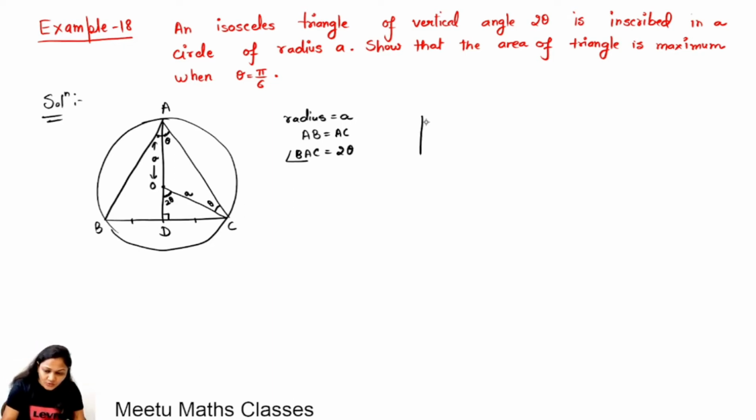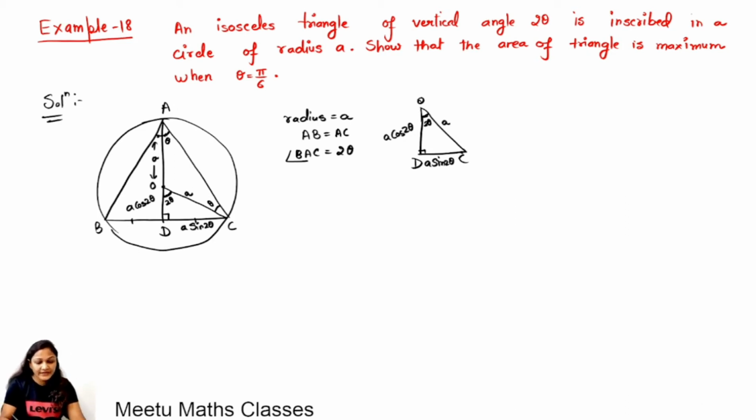Now consider triangle ODC. In triangle ODC, this angle is 2 theta and this OC is a. So by using trigonometry, OD will be the base and that will be a cos 2 theta, and DC will be the perpendicular. So perpendicular upon hypotenuse will be sin 2 theta. So the perpendicular will be a sin 2 theta. Okay, so this is a cos 2 theta and this is a sin 2 theta.